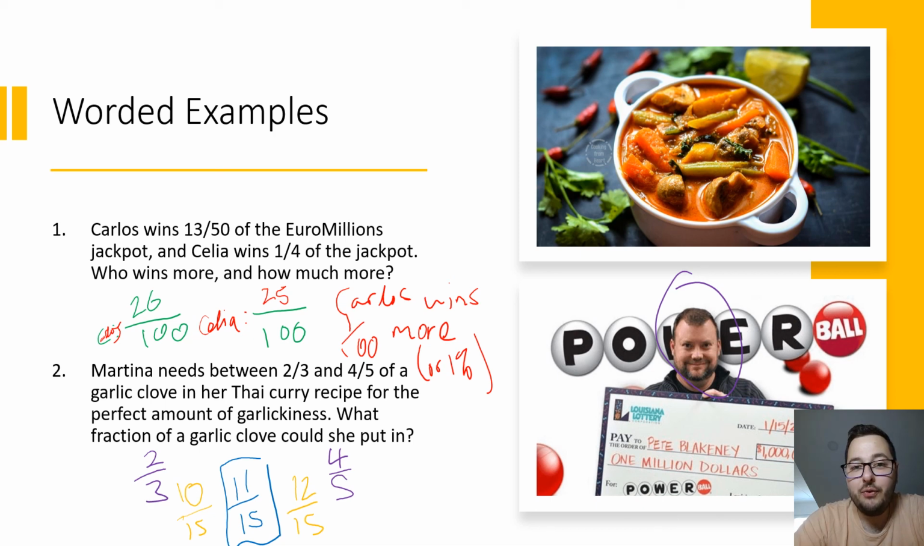Okay, so I hope you found that useful. So if you want to put fractions in order, you make the denominators the same, and then it's a lot easier. But always remember to put your answer back in the original fractions that they gave you in the question.